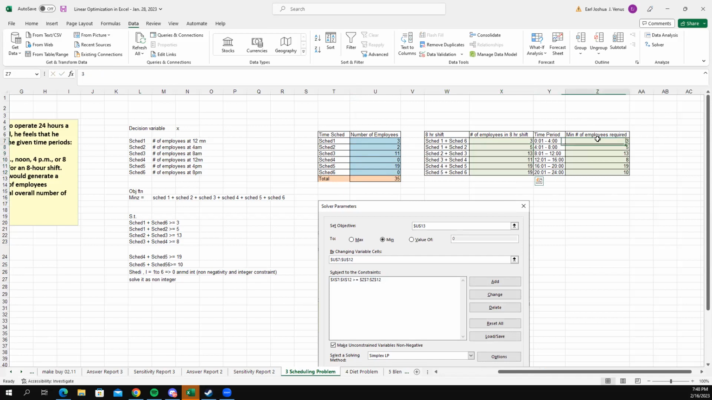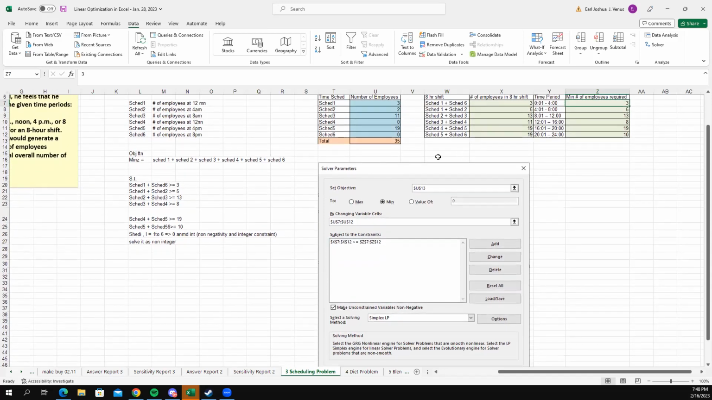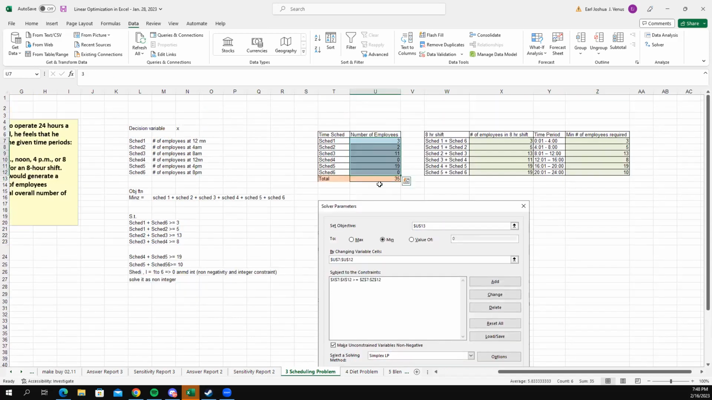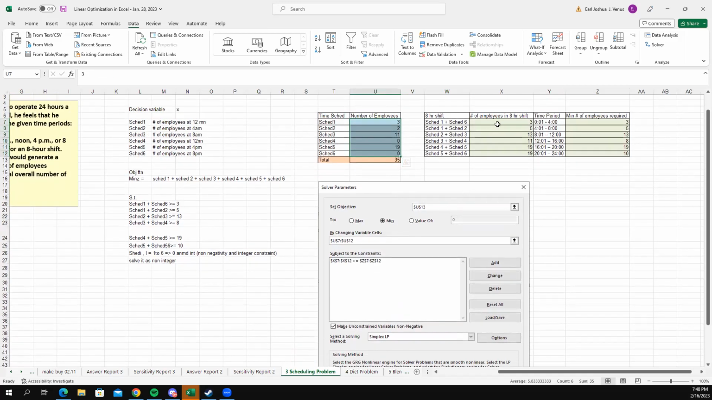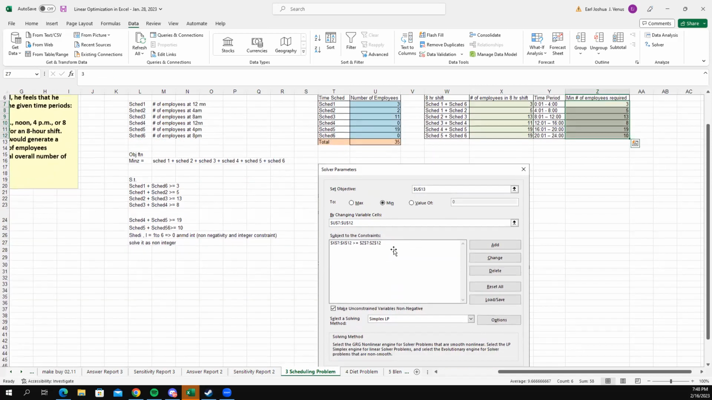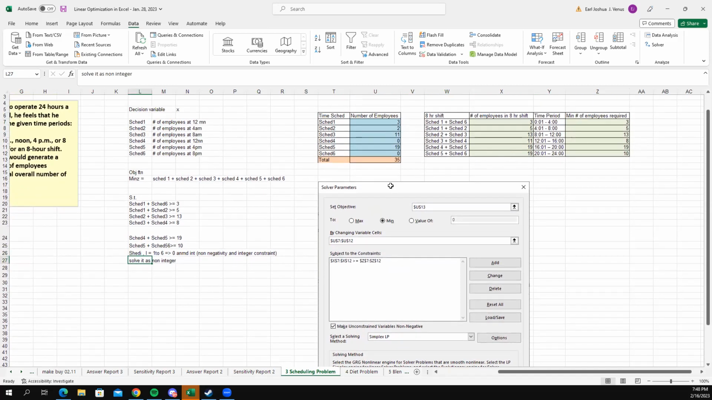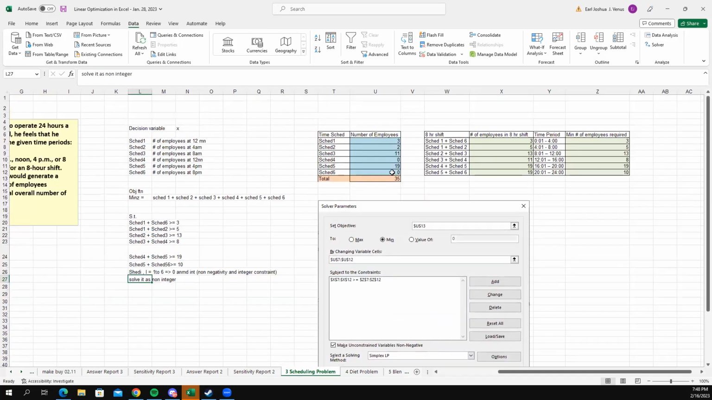So for this one, addition lang siya. Then for the minimum employees, the right hand side, basically it is the minimum employees. So for the solve parameters, set objective is the total. The changing variables is the light blue. For the constraints, we have the left-hand side for the number of employees in 8-hour shift. Then the right-hand side is basically minimum number of employees required. And I've used non-negative since the sked here is non-negative, and simplex linear to have linear integer constraint. So the total is 35.